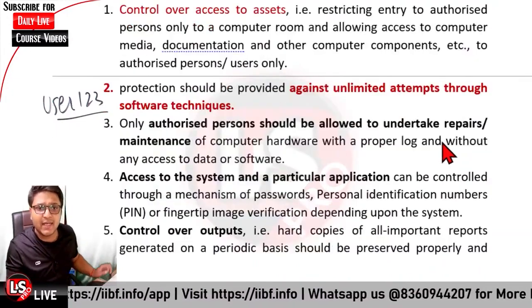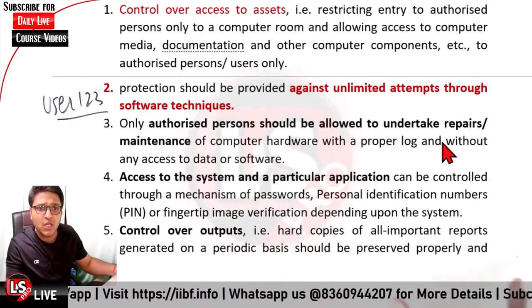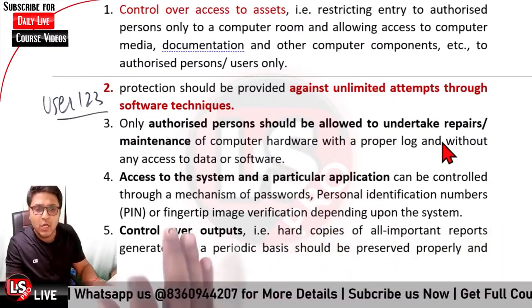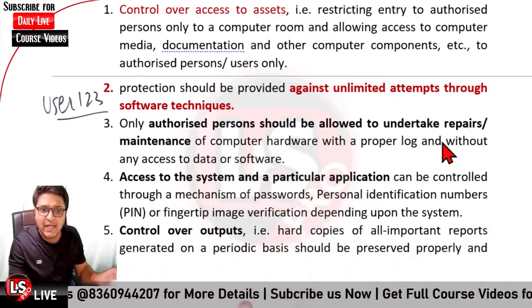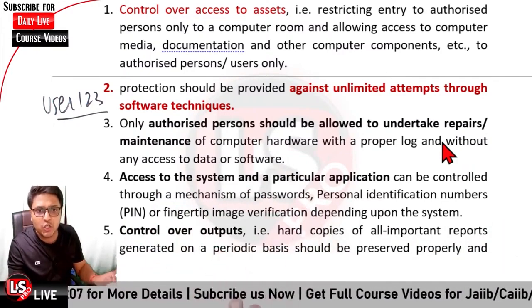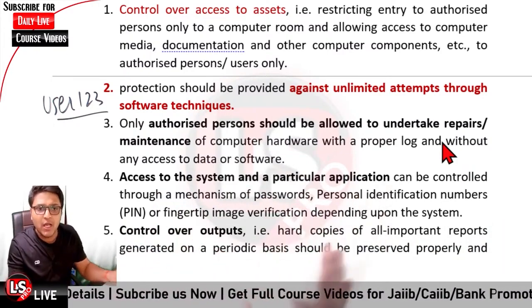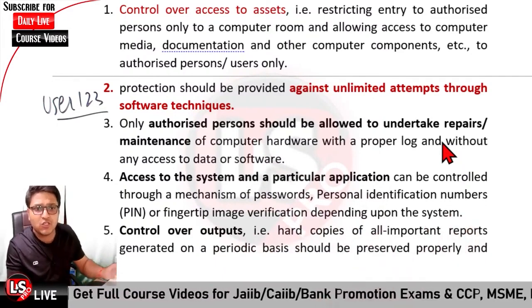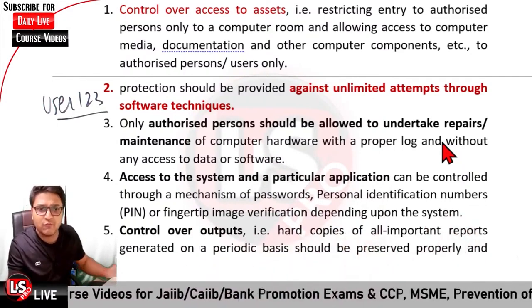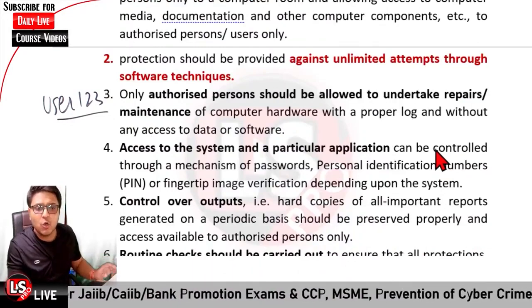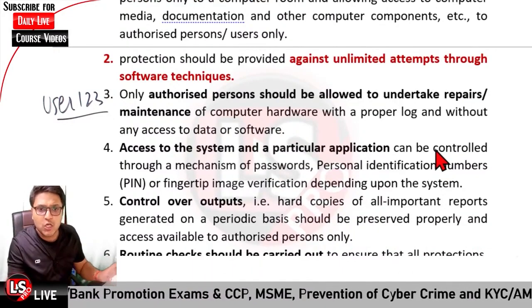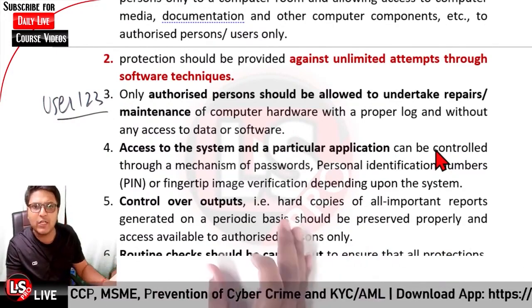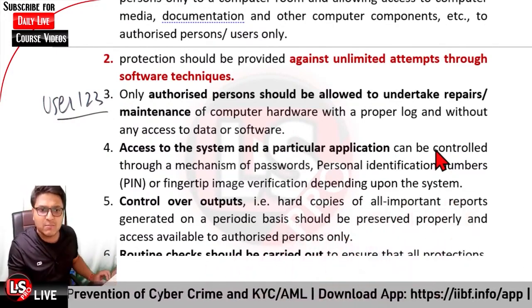Okay, then it is regarding access to system. A particular application can be controlled through the mechanism of password. So if someone wants to access a module, then the access should be controlled by way of some password, by way of some PIN, that is a personal identification number, or it could be some biometric device which could be used. Then it is regarding control over the outputs. So control over the output should also be limited. It should not be available to anyone. It should be available only to the authorized persons.